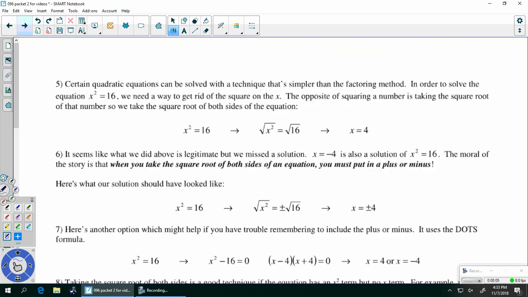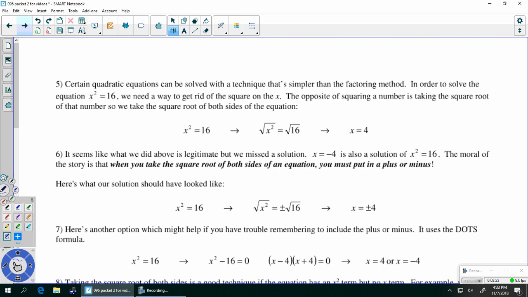Okay, on the next page, certain quadratic equations can be solved with a technique that's simpler than the factoring method. In order to solve the equation x squared equals 16, we need a way to get rid of the square on the x. The opposite of squaring a number is taking the square root of that number. So we'll take the square root of both sides of the equation.